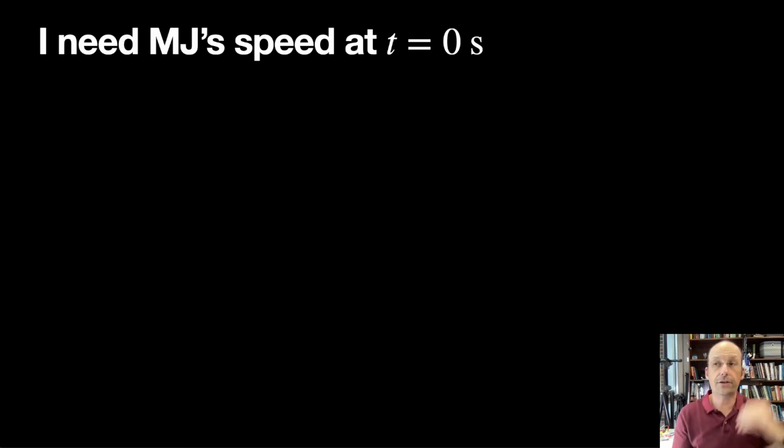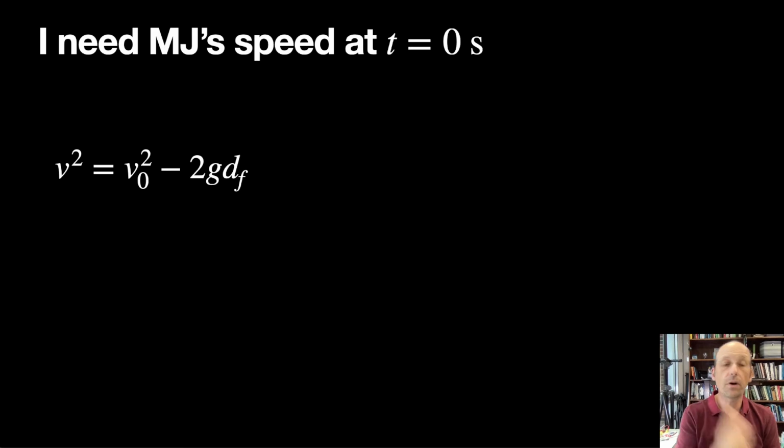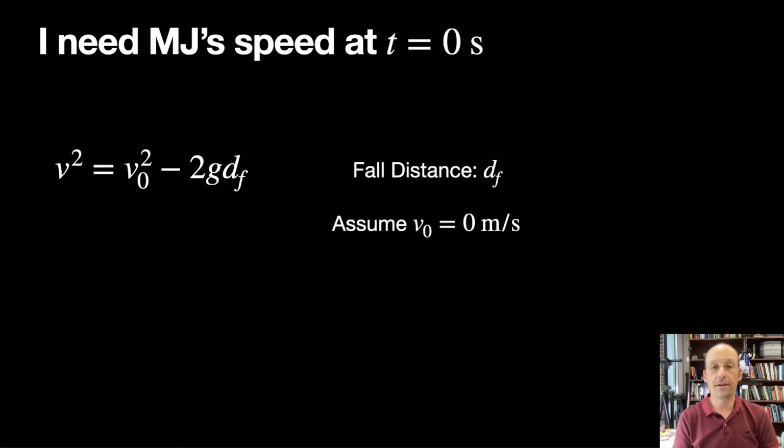then I need to know how fast she's going. So this is one of the kinematic equations. If you take the kinematic equation and the definition of acceleration and eliminate time, you can get this. This says the final velocity squared is the initial velocity squared minus 2 g d, well, the distance that she falls, df. I'm calling that the fall distance. And I'm assuming she starts at 0 velocity. So now I can just solve for that velocity, and I get the square root of negative g df. And g is a positive number here, but df is not.